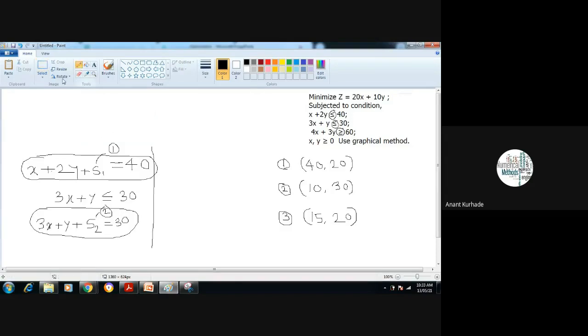We'll take the first one. You can write x plus 2y plus s1 for the first slack variable, first constraint. Now you can write 0 s2, so it will not affect the actual value. If we have two constraints, then the first equation has two slack variables, s1 and s2, and because s2 is missing, put coefficient as 0. Second equation is the same: 3x plus y, maintain the sequence, plus 0 s1 plus s2 is equal to 30.